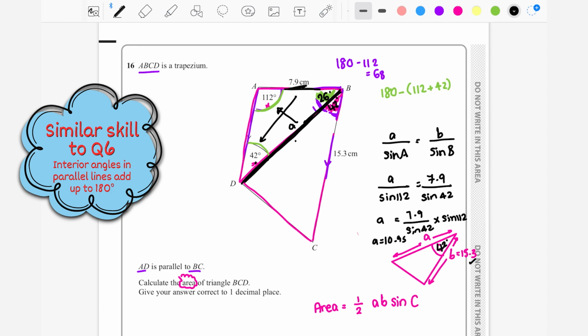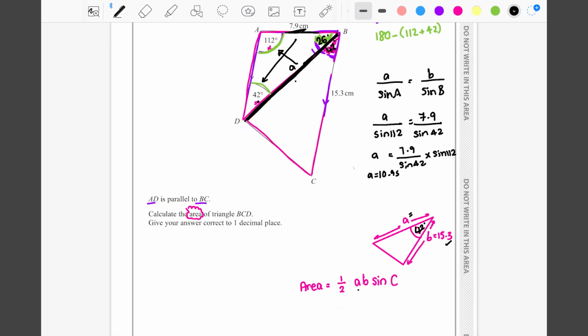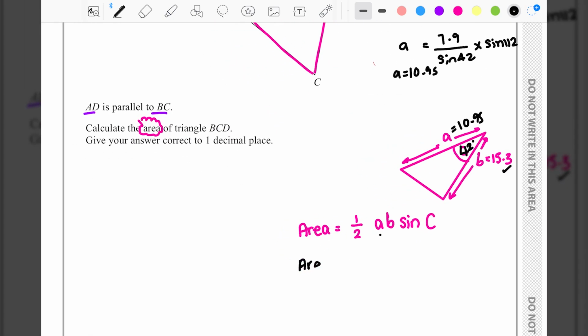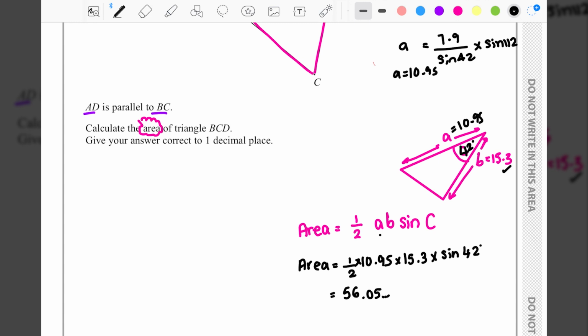10.95. Now, if you want it to be really accurate, keep that 10.95 on your calculator and then substitute it straight away. Now all I have to do is substitute to get the area. So area equals 1/2 times a, which is 10.95, times 15.3 times sine C, which is sine 42 degrees. If I put this on my calculator, I get 56.05, and so on.